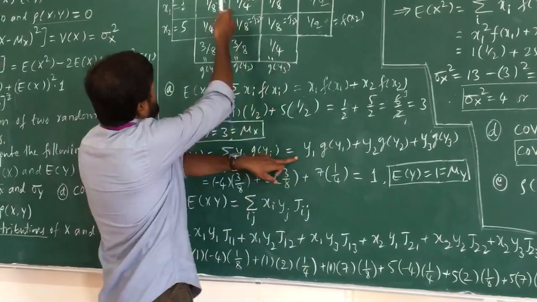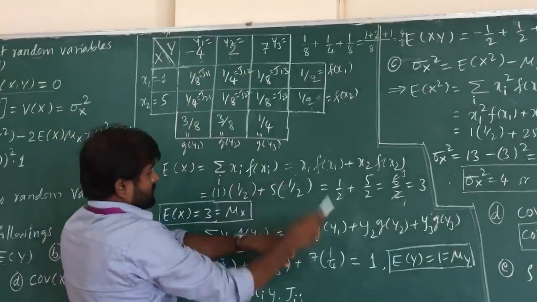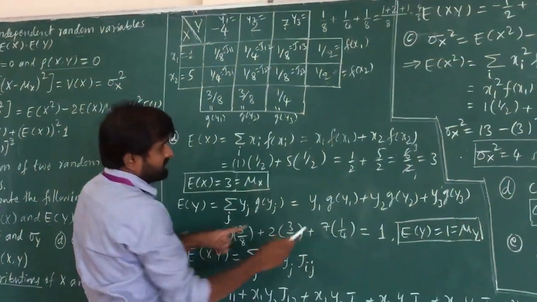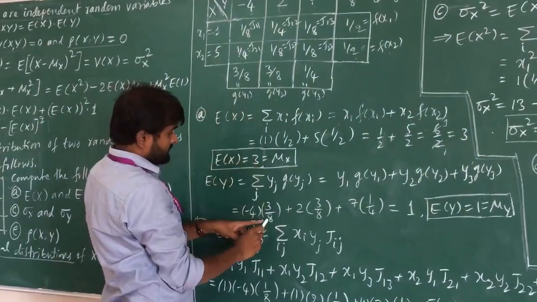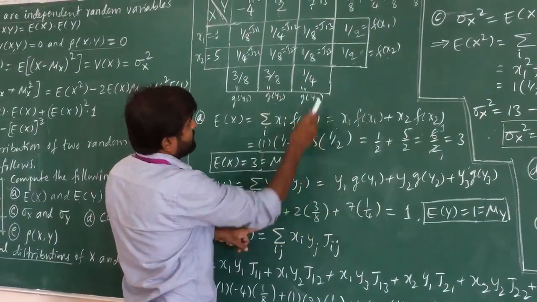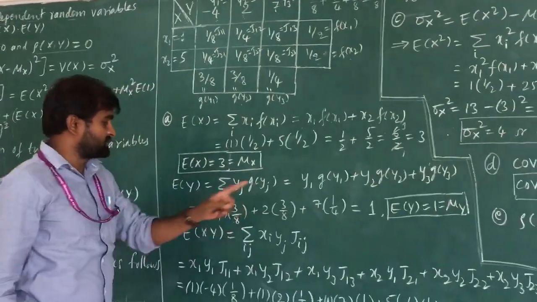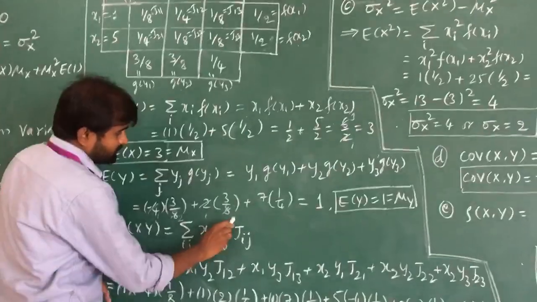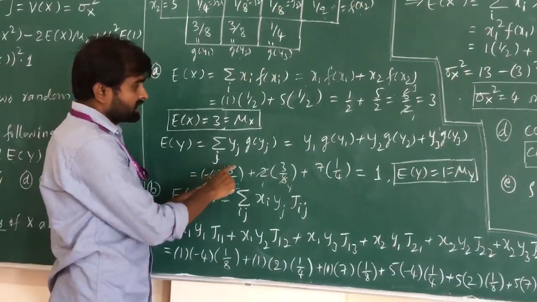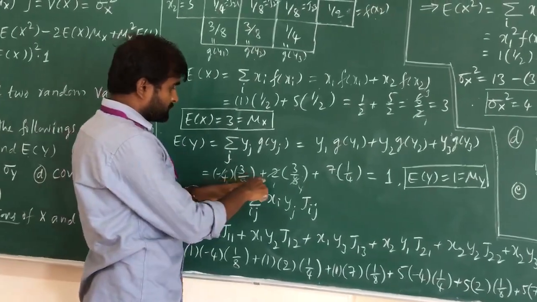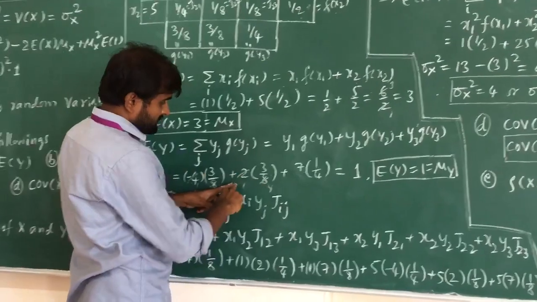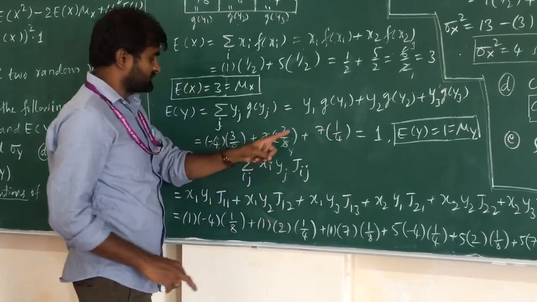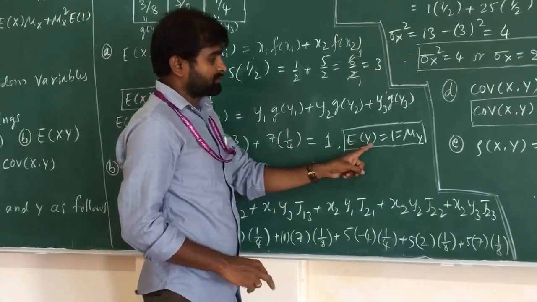Here we have the values. y1 is minus 4, y2 is 2, y3 is 7. I'm writing minus 4, 2, 7. Then g of y1 is 3 by 8, g of y2 is 3 by 8, g of y3 is 1 by 4. Then simplify. This is minus 3 by 2 plus 3 by 4 plus 7 by 4. If we add these 3, the value is 1. Expectation of y equal to 1.